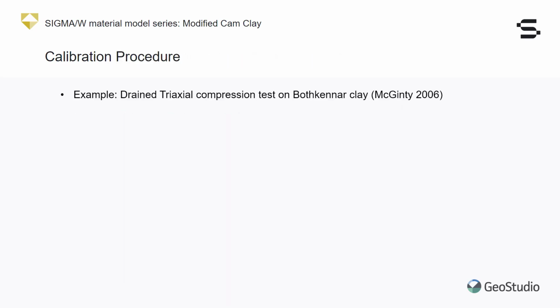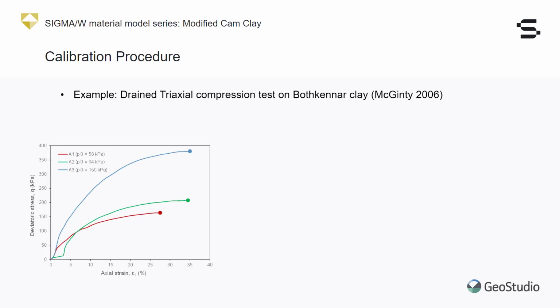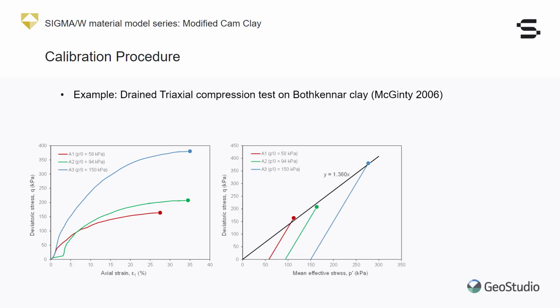To demonstrate the calibration procedure, let us consider three drained triaxial compression tests on Bothkennar clay that were conducted by McGinty in 2006. These three tests have been performed at different confining pressures. The deviatoric compression stress in these tests continued until failure was achieved. The critical state line that passes through the failure points in P' versus Q space has a slope of 1.36. Thus, the critical state ratio MC is 1.36, and consequently, the effective friction angle is calculated to be 33.7 degrees.